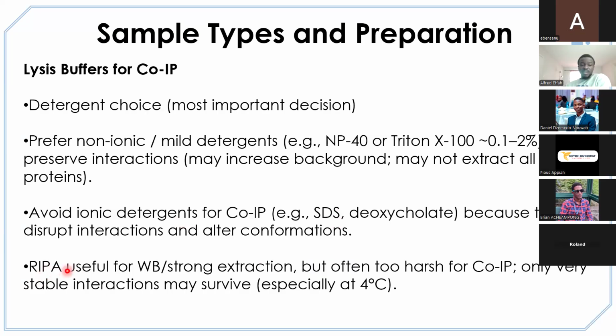Now, RIPA is one common thing that is used in Western blot. It's good for Western blotting, but not for co-IP, because if you have weak interactions, it will be difficult for you to maintain the interaction. It's a bit stronger, and so we don't recommend using RIPA for your co-IP, unless you are sure that the interaction between the two proteins is a bit strong and it can withstand the pressure from RIPA. Else you don't have to use it.